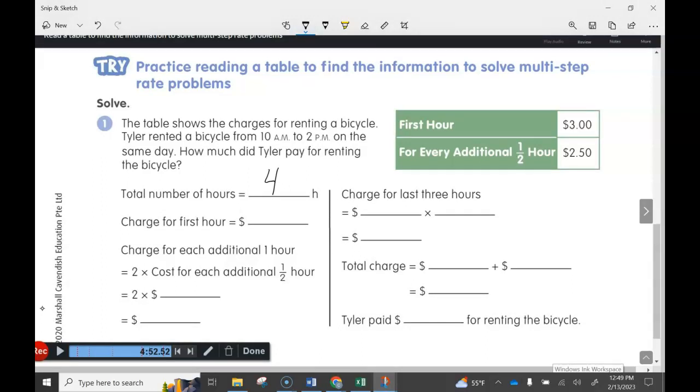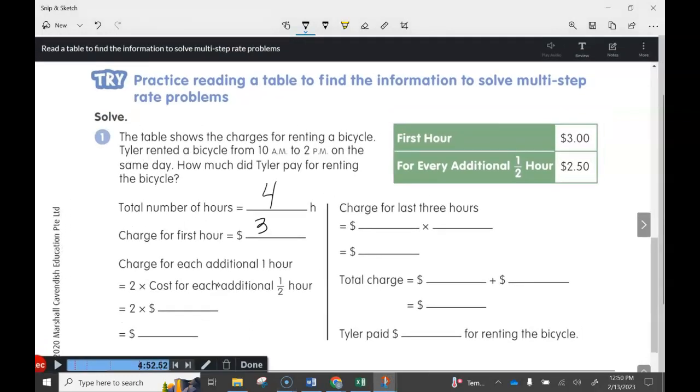And then we know the charge for the first hour we can see is $3. All right, and then the charge for each additional half an hour. So 2 times the cost for each additional half an hour, $2.50. So why do we have 2 of that? Because we know 2 half hours equals an hour, so it'll just tell us how much it is per hour. So 2 times $2.50 is going to give us $5 per hour there, based upon each additional half an hour.